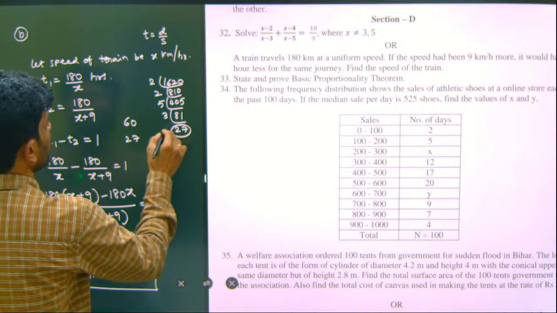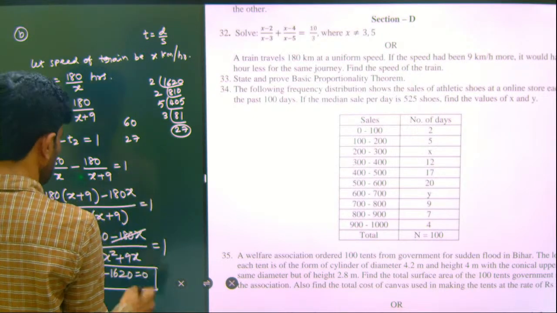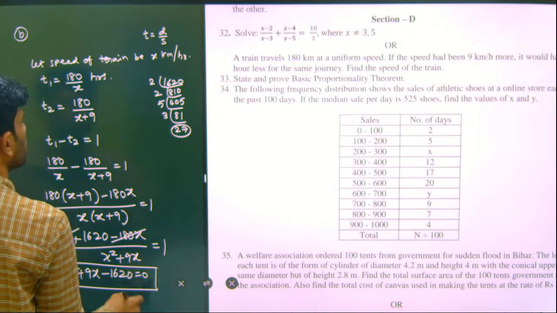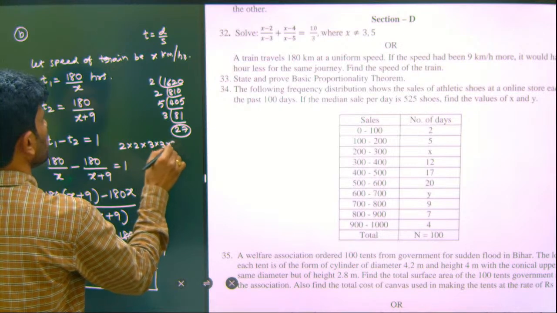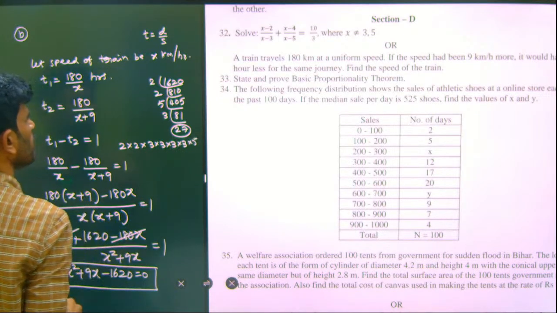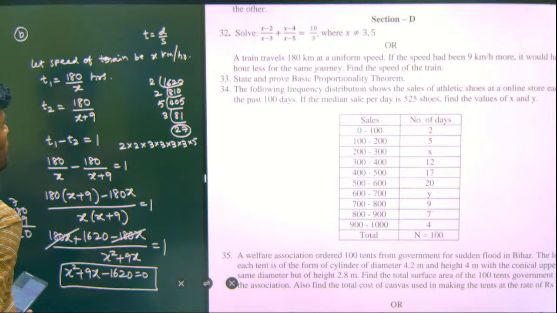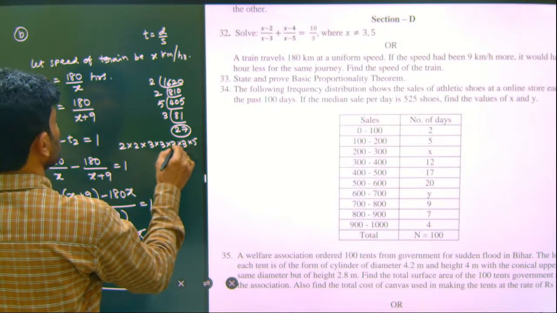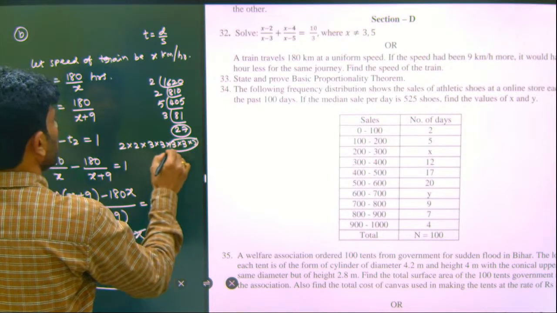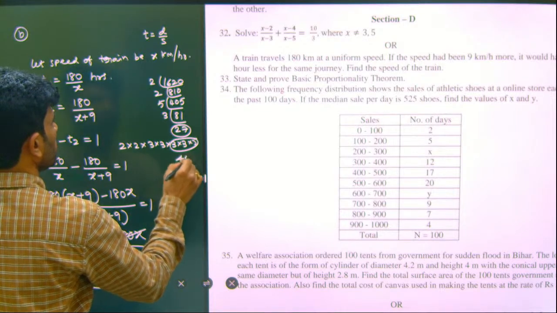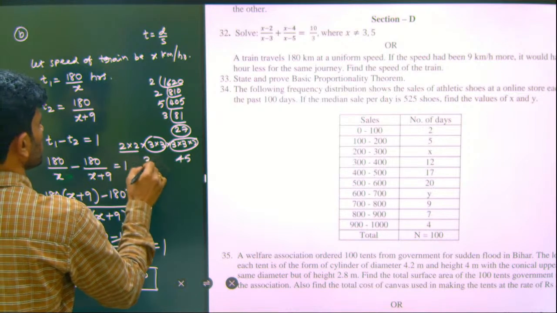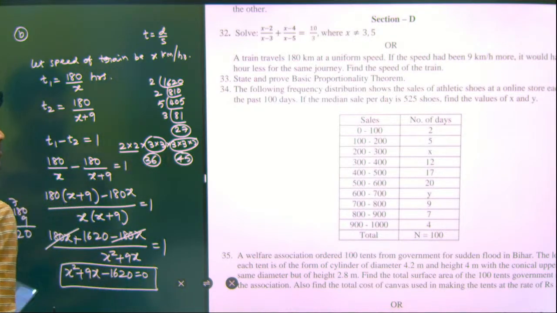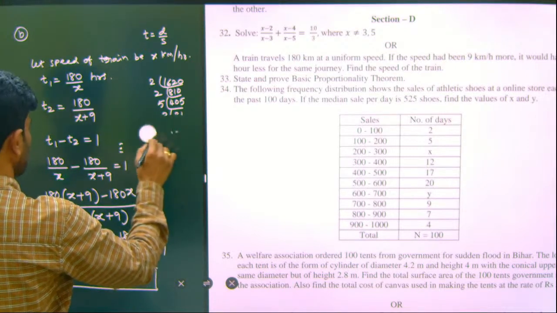Now the combination will be like this: 2 into 2 into 3 into 3 into 3 into 3 into 5. We have to get 9 in this. 3 into 3 into 5, 9 5s are 45. This is 9 4s are 36. 45 minus 36 is 9. So we got the factors 45 and 36.